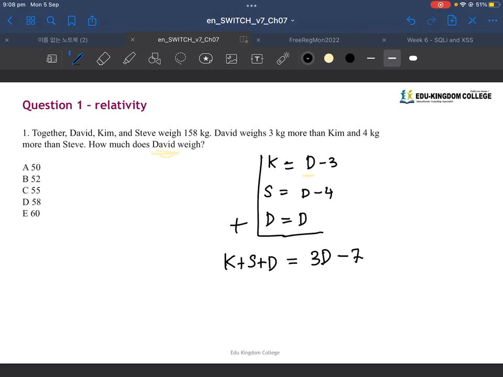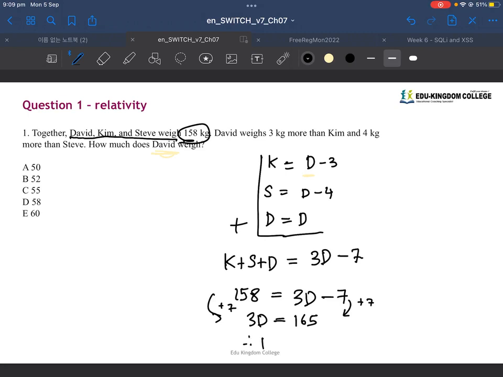Now, we're left with a lot of pronumerals, and you're wondering, what was the point of all of that? Well, it's because we have the clue that David, Kim, and Steve all together weigh 158. So now I can make this into a number. K plus S plus D therefore is 158, so 158 equals 3D minus 7. Can you see where I'm going with this? Because 3D minus 7 is 158, it must mean that 3D is 158 plus 7. So I'm adding 7 to both sides as I go to the next step.